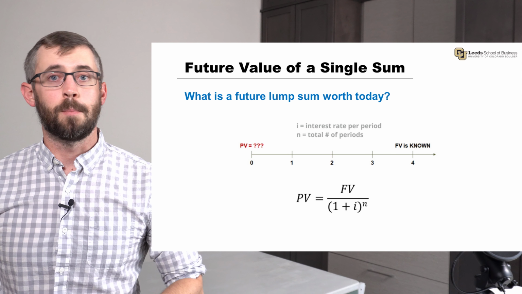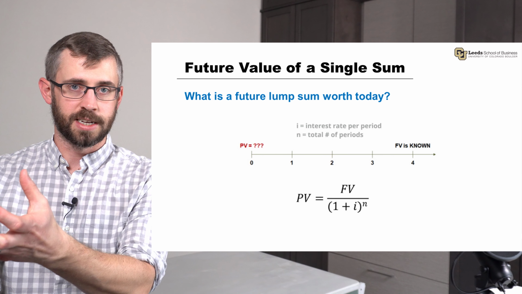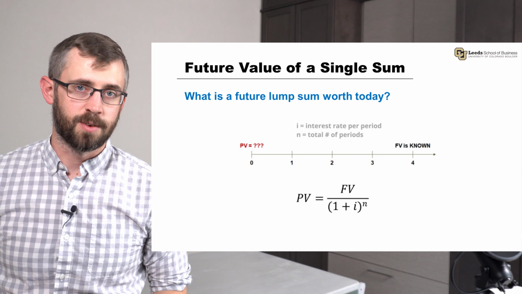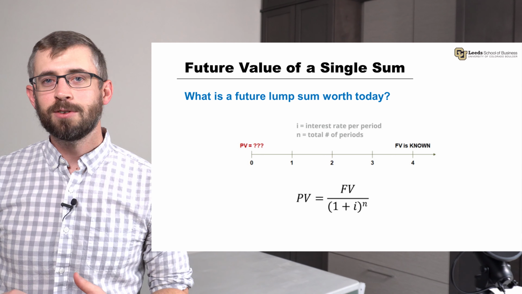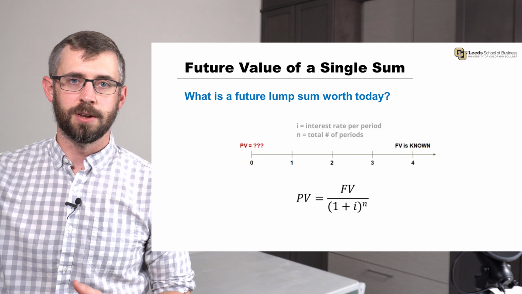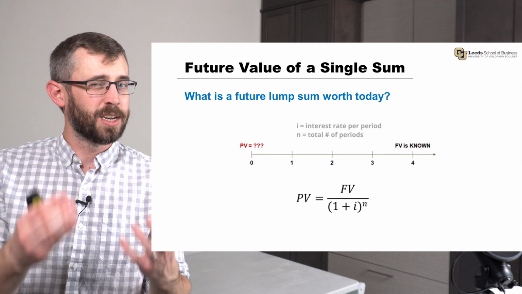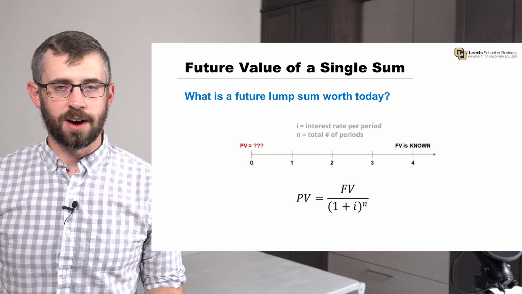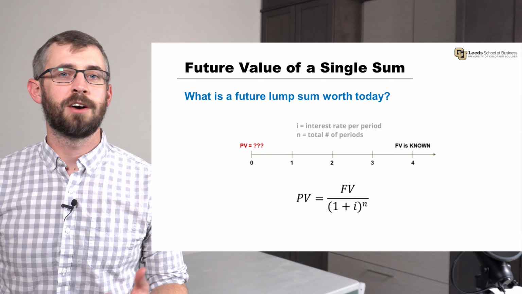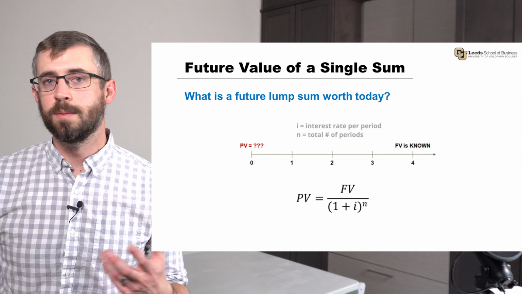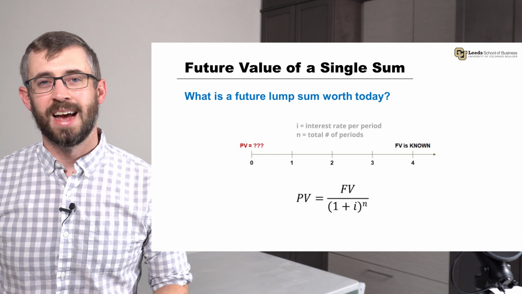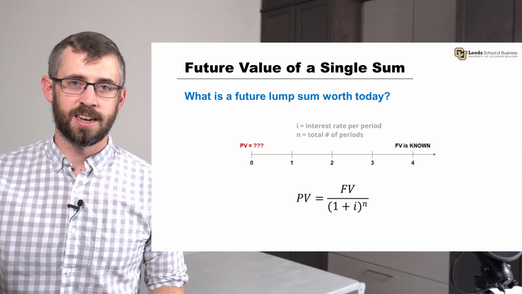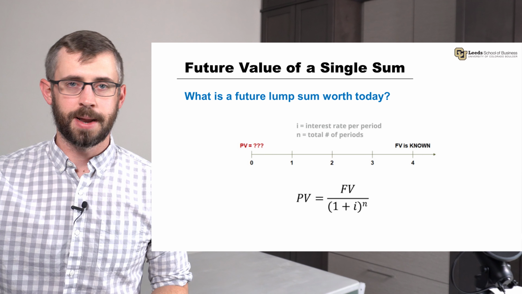Now the flip side is maybe I have a payment coming due in 4 years, and that payment 4 years from now is worth $50,000. And I want to say, what is that $50,000 payment 4 years from now worth today? Because we know it's going to be less than that $50,000. So we could say my present value is equal to the future value divided by 1 plus the interest rate raised to the n. And that's going to tell me what that $50,000 payment, 4 years from now, is actually worth today.